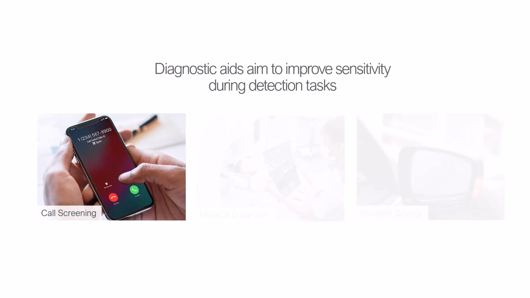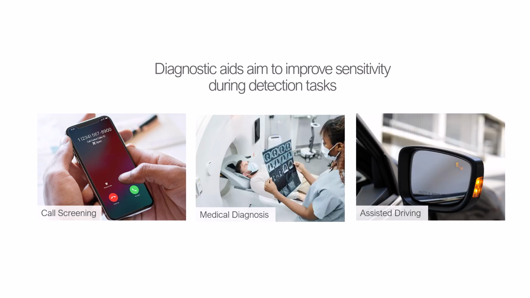A bit of context to begin with. Automated aids are available to assist us in a variety of signal detection tasks, like, for example, when we get a call from an unknown number, we can be assisted by automation, like in this case where it's giving us a diagnostic cue saying that we're likely getting spammed. These kinds of automated aids can also be implemented in other settings, such as to assist practitioners during medical diagnosis and to assist navigators while shifting lanes during driving.